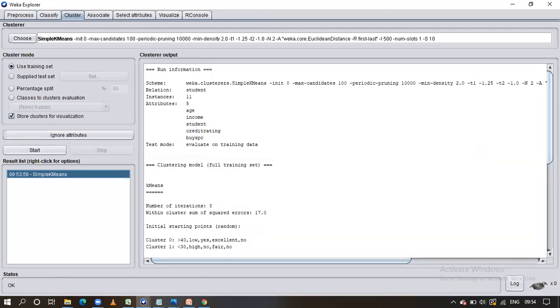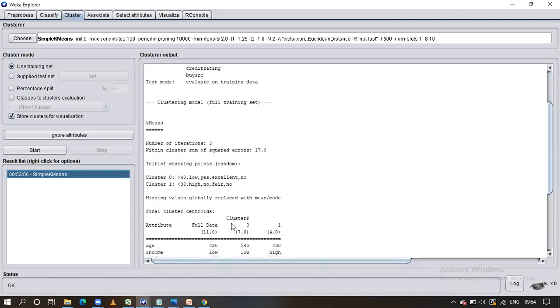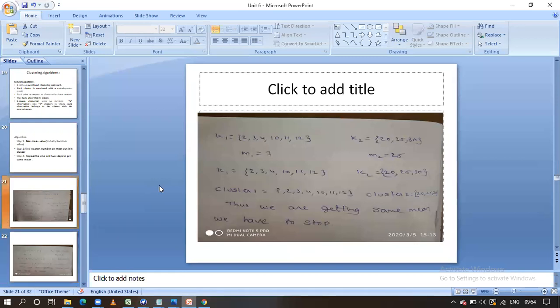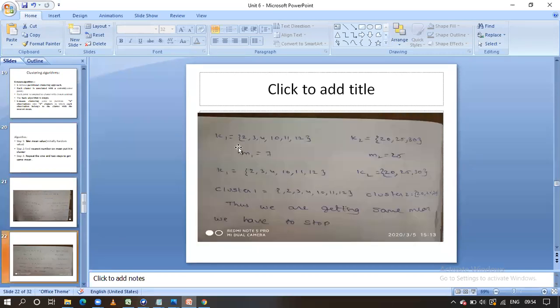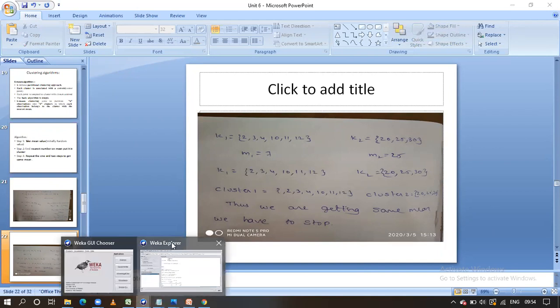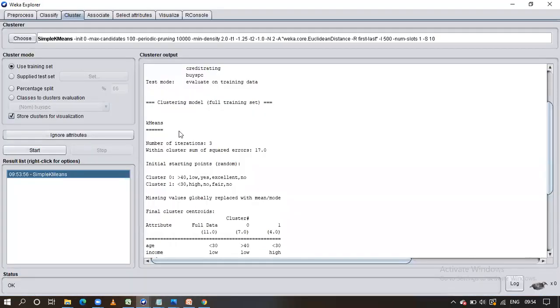Here this algorithm is completed within 3 iterations. If you observe, in my problem, how many iterations did I do? First iteration, second iteration, third iteration, and finally we find cluster one and cluster two. For this particular problem, lab cycle experiment 3 on clustering on dataset student, it takes only 3 iterations to get the clusters.